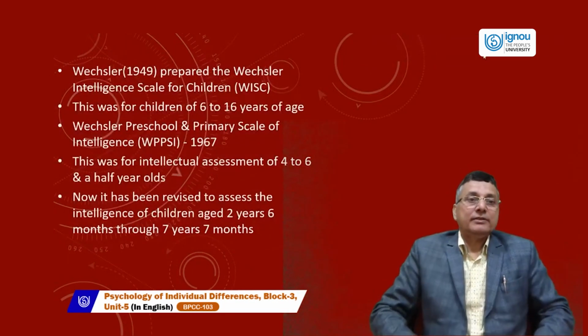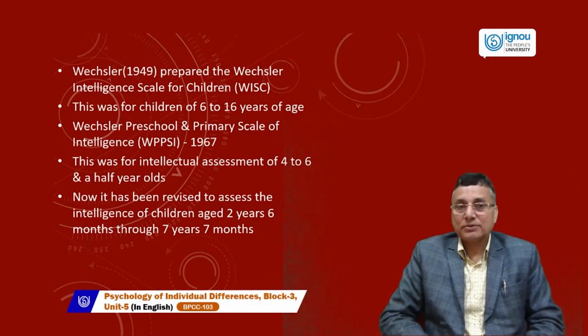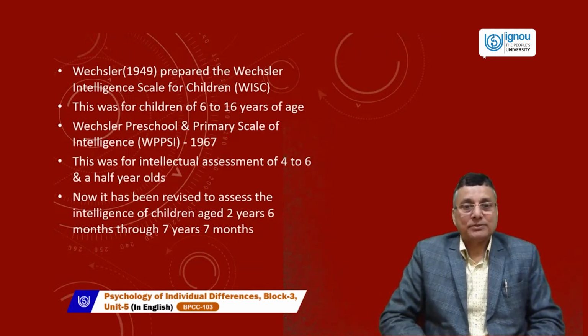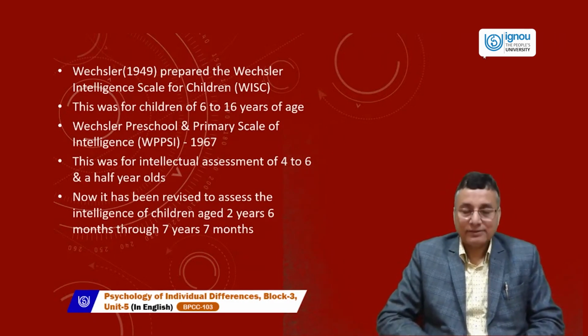So Wechsler in 1949 prepared the Wechsler Intelligence Scale for Children, WISC. This was for children of 6 to 16 years of age. The Wechsler Preschool and Primary Scale of Intelligence was given in 1967, and this was the intellectual assessment of children 4 to 6.5 years old. Now it has been revised to assess the intelligence of children from 2 years 6 months through 7 years 7 months.